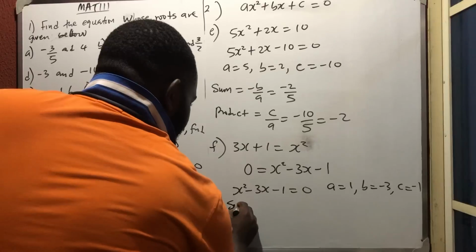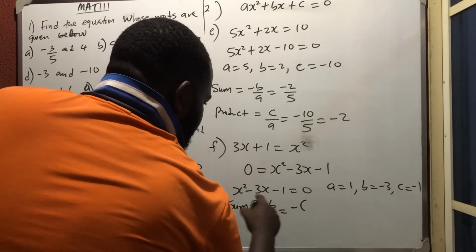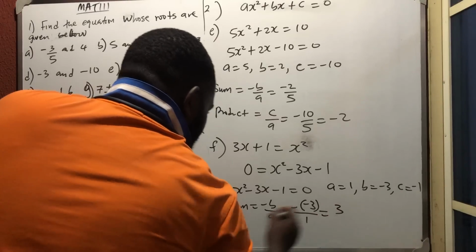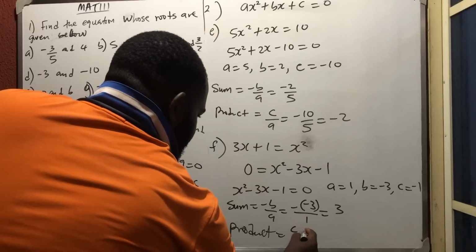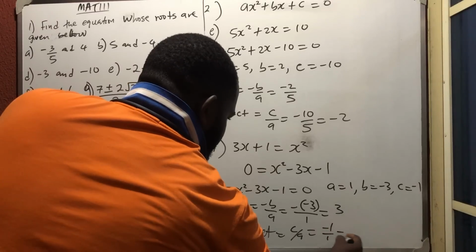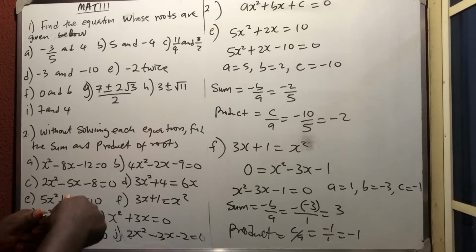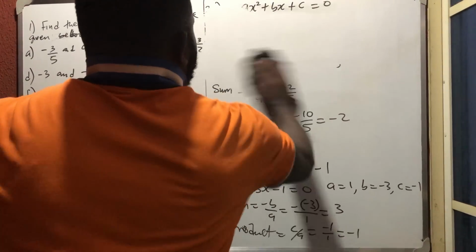So my sum is minus b over a, which is minus into minus 3 over 1, which is plus 3. And my product is simply c over a, which is minus 1 over 1, which is minus 1. So I have gotten that. Let's move over to G and H.